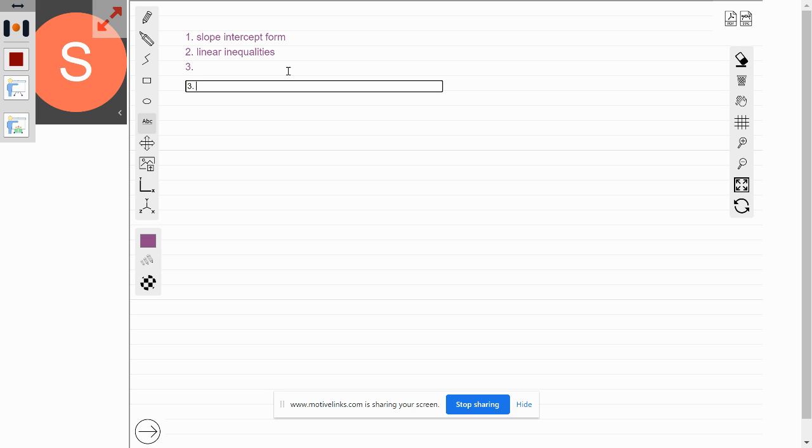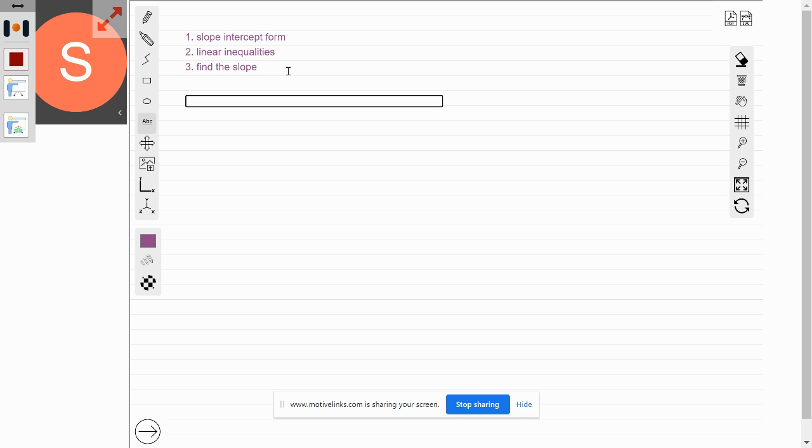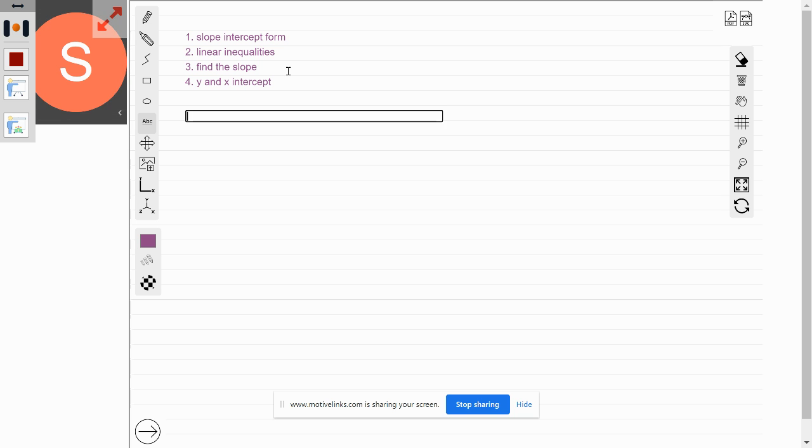We're gonna learn how to find the slope. And we're gonna learn how to find the y and x intercept. Okay, so all of these four listed items are what we're going to be learning today and really what we're going to focus on.